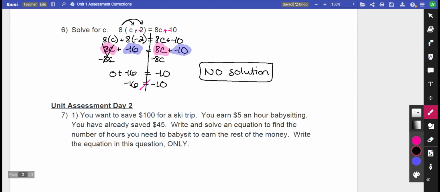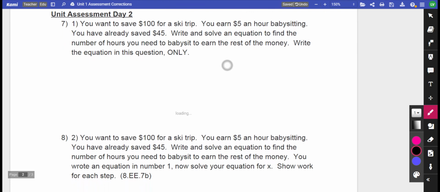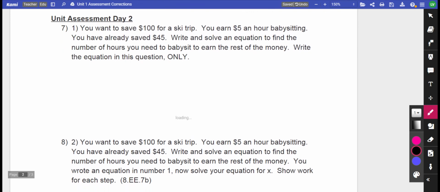Let's continue with the unit assessment day 2. Number 1: you want to save $100 for a ski trip. You earn $5 an hour babysitting. You've already saved $45. Write and solve an equation to find the number of hours you need to babysit to earn the rest of the money. Write the equation in this question only. So for number 1 on day 2, I only want the equation.